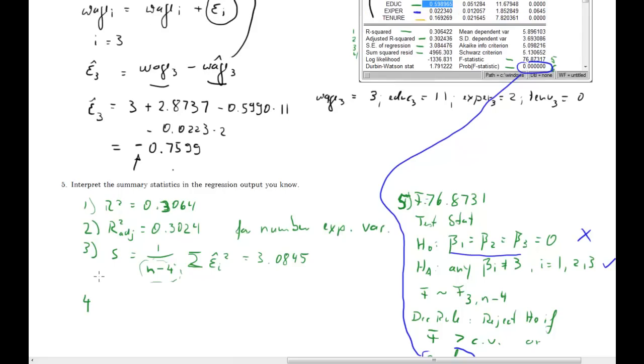The sum of squared residuals, so SSR, is equal to 4966.303. Well, sum of squared residuals is exactly what it says. In fact, it is exactly this one. The sum of the squared estimated residuals, and sometimes we call that SSR.